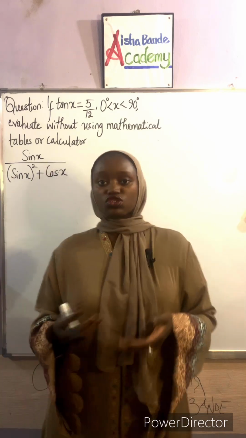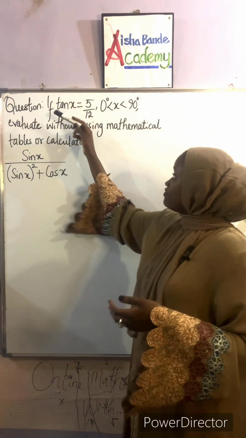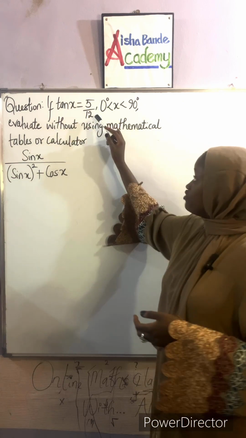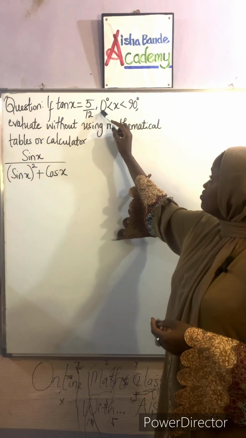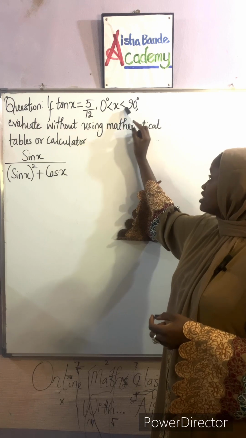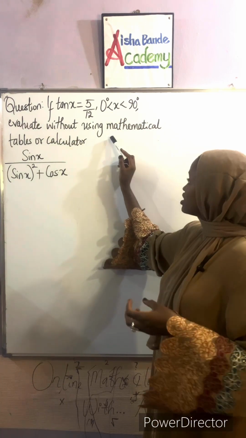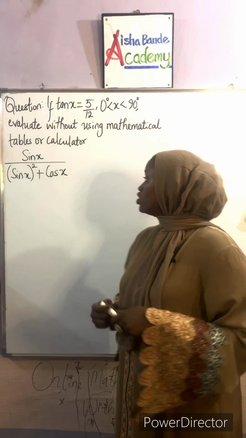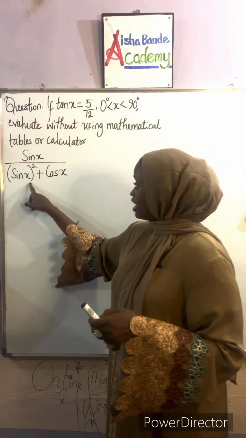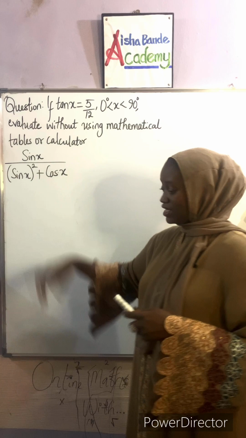So we have a question to solve on the board which says if tan x is equal to 5 over 12, we have 0 less than x less than 90 degrees. Evaluate without using mathematical tables or calculator: sin x all over sin x raised to power 2 plus cos x.